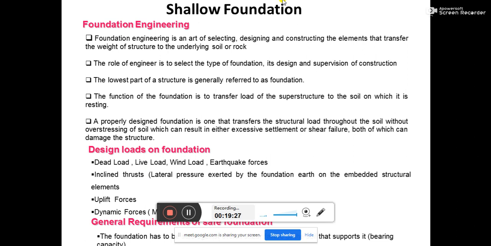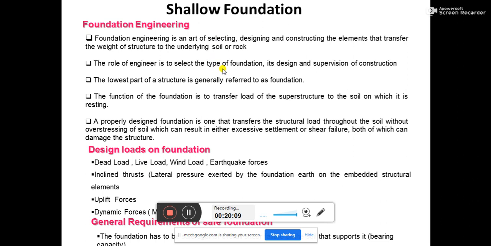Next is the uplift forces. The uplift forces are very important to be considered, because uplift force will come onto a foundation whenever the foundation is constructed underwater. So if you see a jetty foundation or a dock foundation, where the construction is underwater, then there will be some uplift force coming, and those uplift forces also need to be controlled by the foundation.